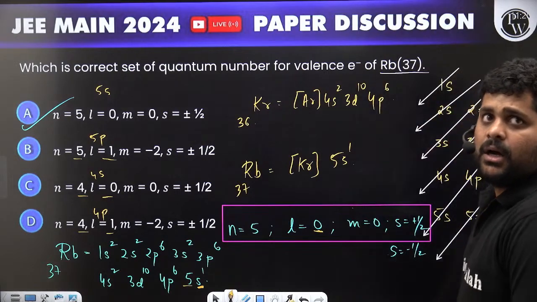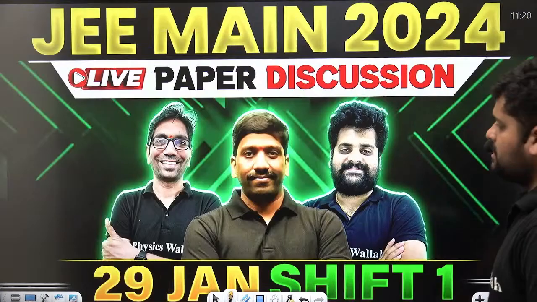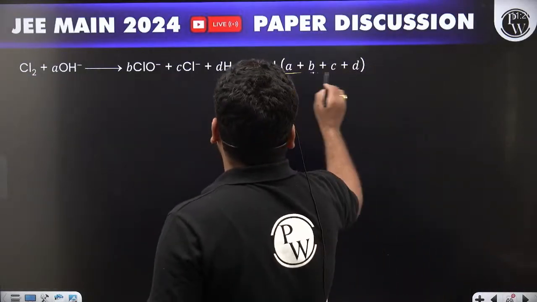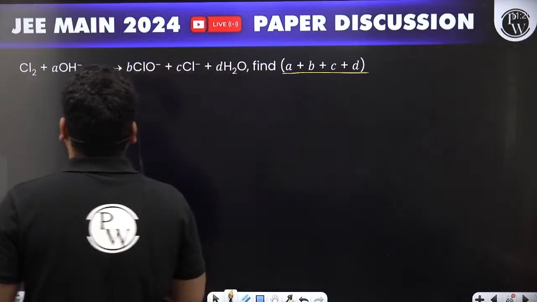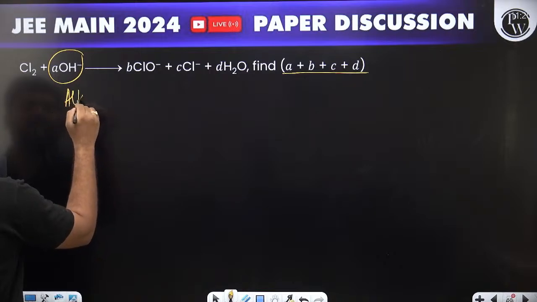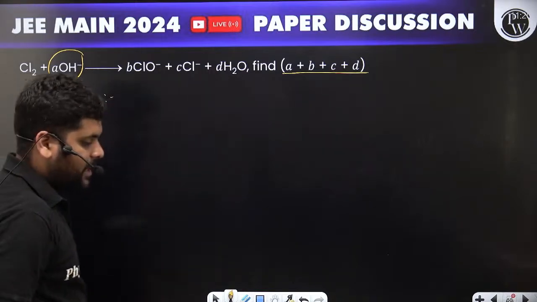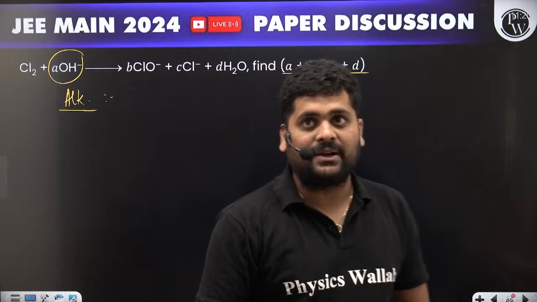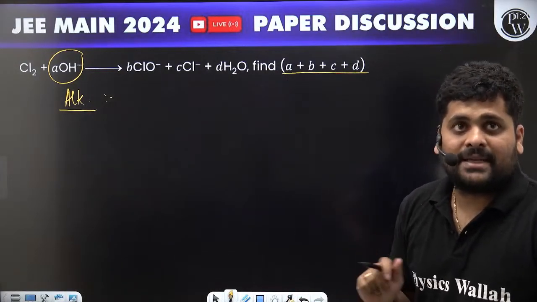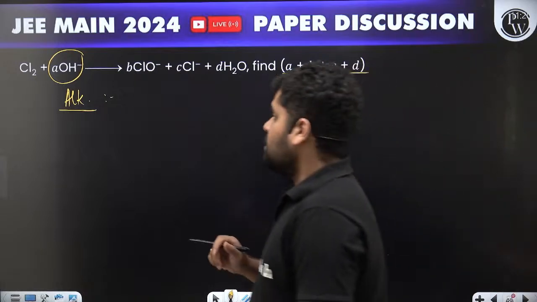Okay, now moving on to the next one after this. We have the next question: you need to find the sum of A, B, C and D. You can clearly observe this is in alkaline medium. Since it is an alkaline medium, the balancing of oxygen and hydrogen is different from acidic medium. Okay, right? So let us start.